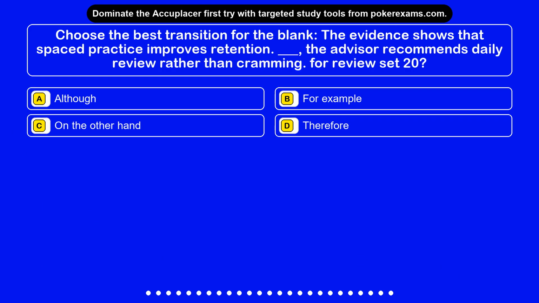Question 21. Choose the best transition for the blank. The evidence shows that spaced practice improves retention. Blank, the advisor recommends daily review rather than cramming. For review set 20, option A. Although. Option B. For example. Option C. On the other hand. Option D. Therefore.